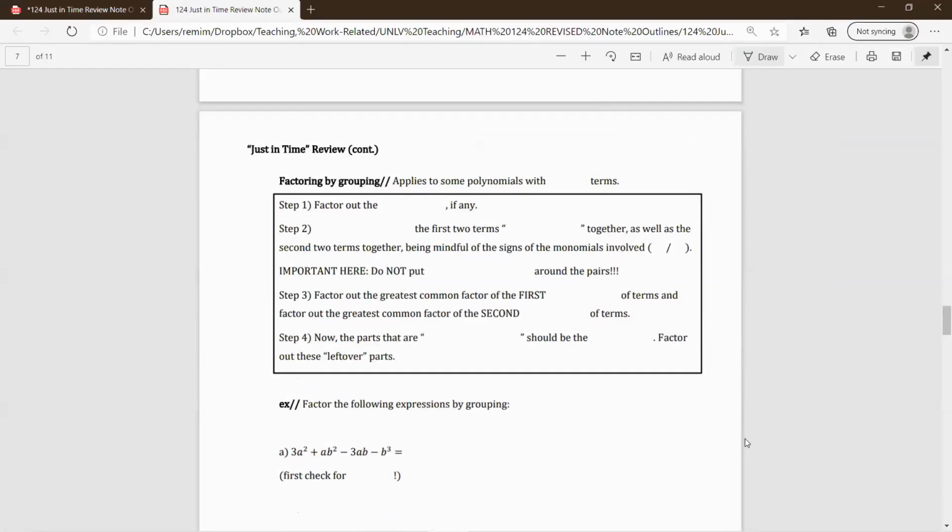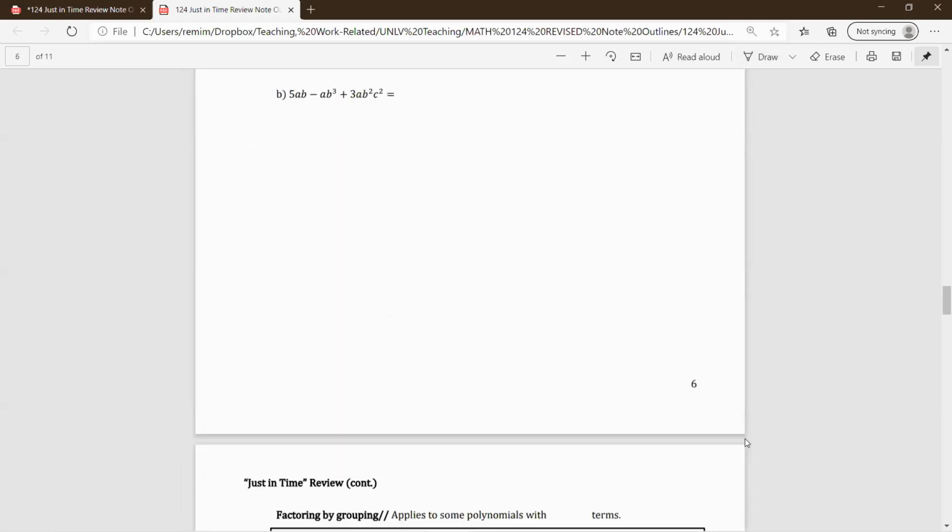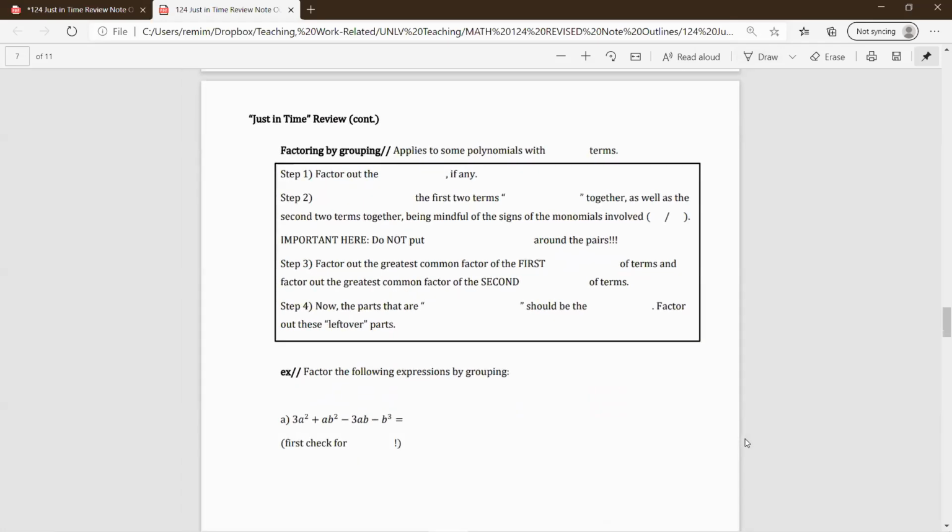Okay, so now we are on page 7 of the just-in-time review note outlines, and we left off finishing the first technique of factoring. I'm just going to say again that the factoring part of this section is by far the most important topic that you need to know how to do. So you need to know that first technique that we already did, which was factoring out the greatest common factor on page 6. That was technique 1.